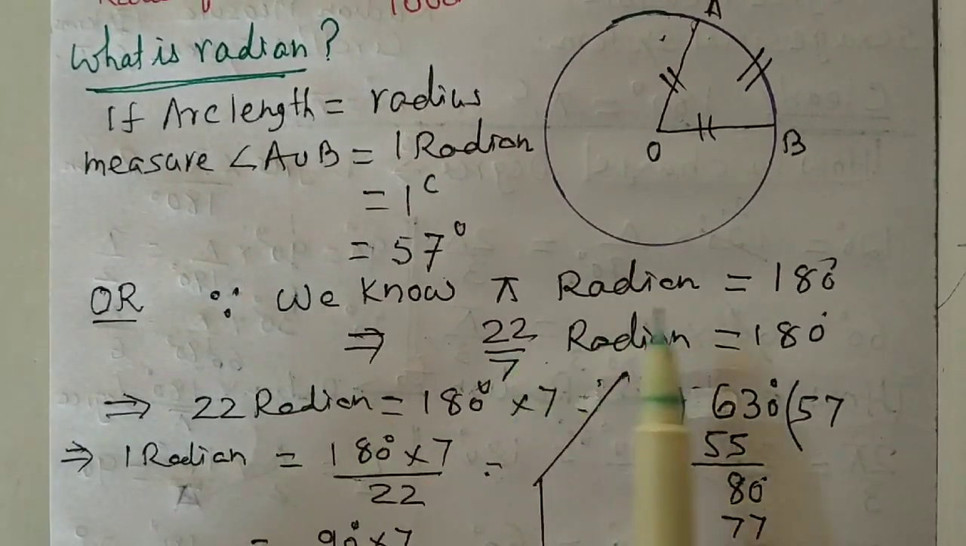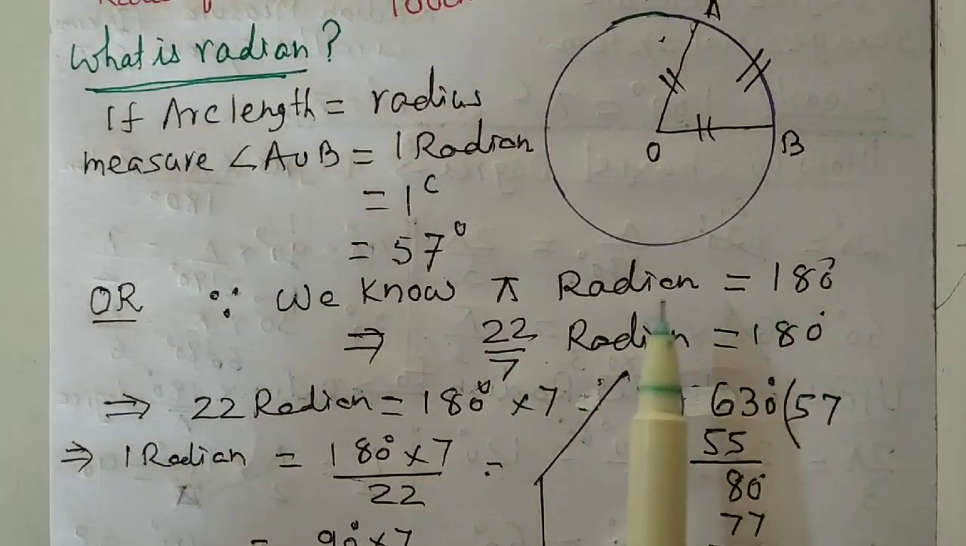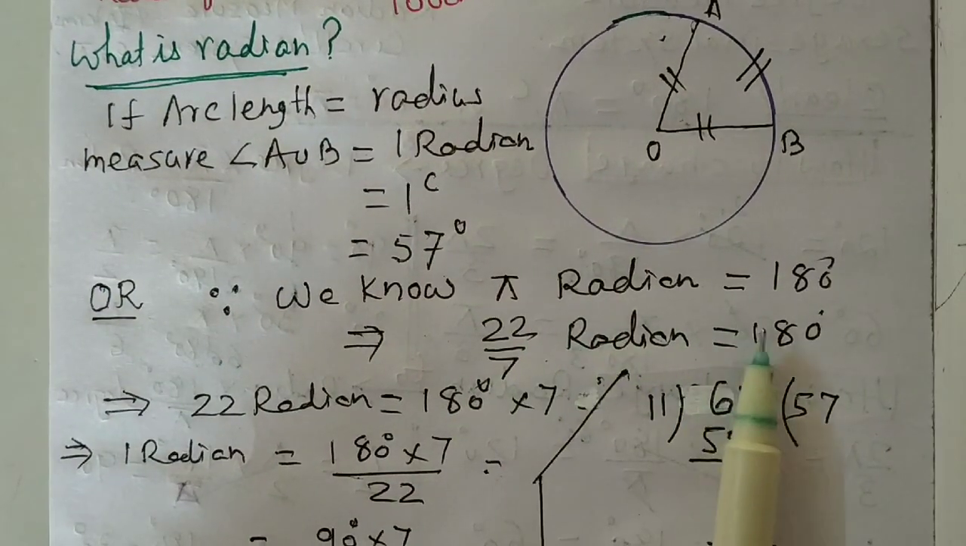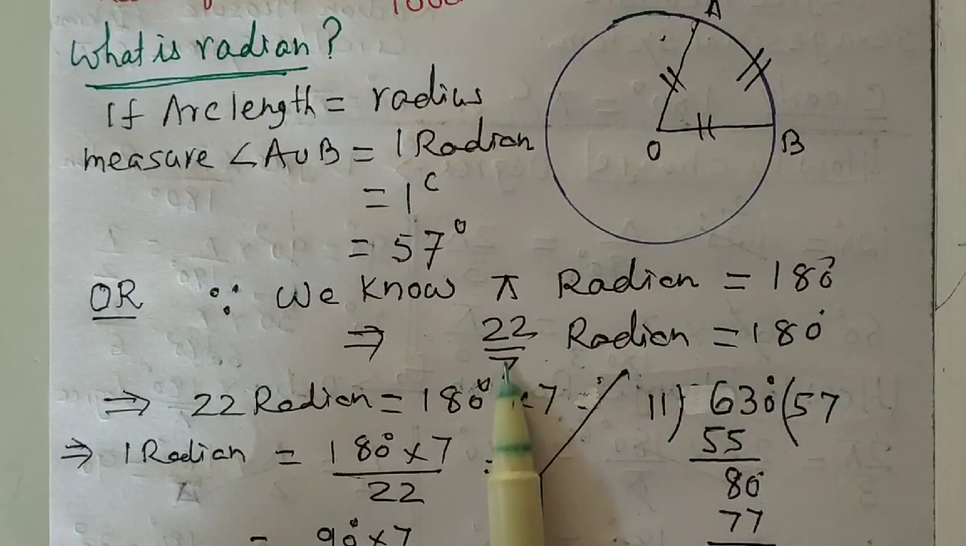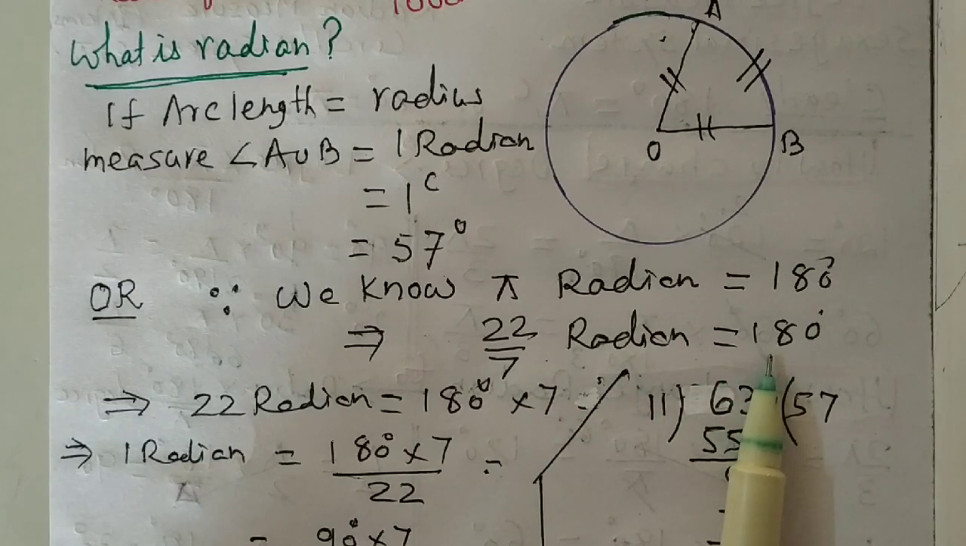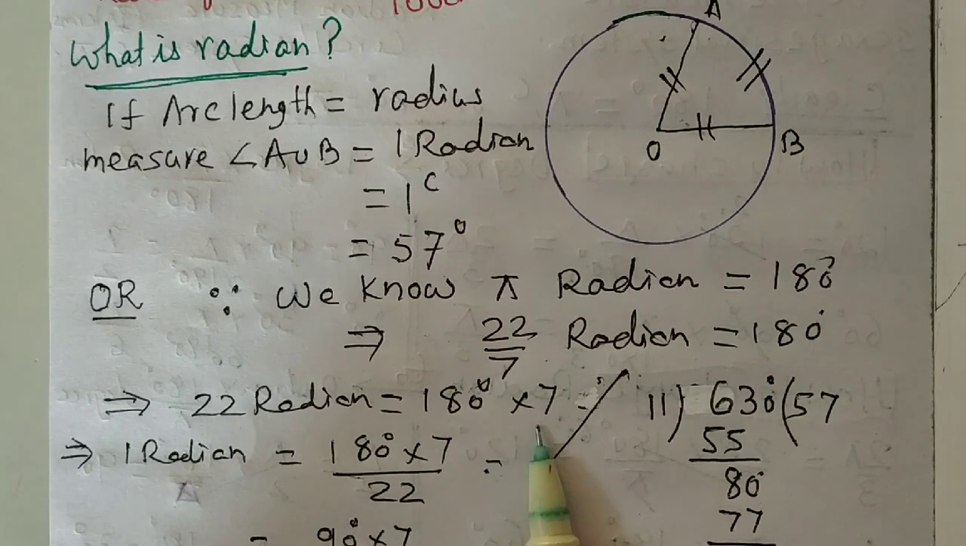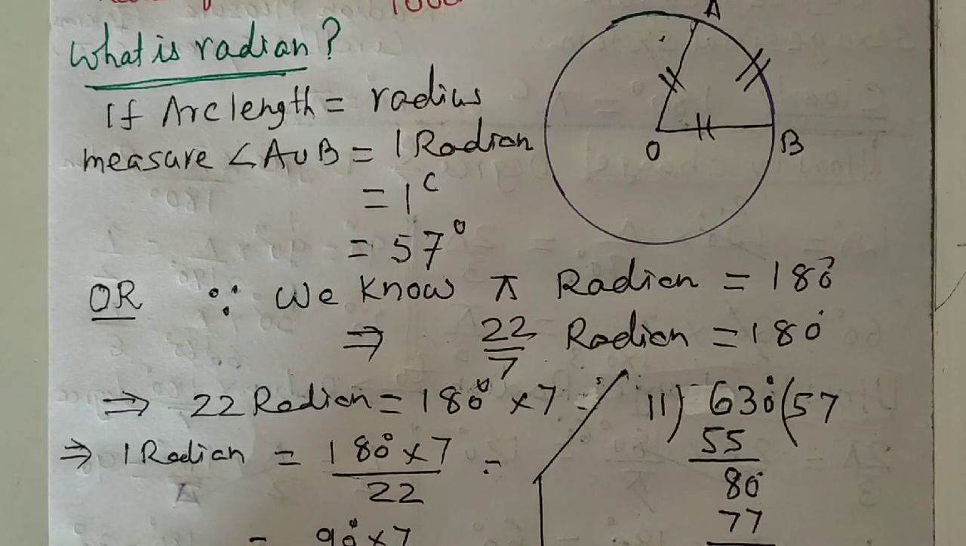We know that pi radian is equal to 180 degrees. Just now I defined degree and radian. Pi radian is equal to 180 degrees. With pi as 22 by 7, 22 by 7 radian is equal to 180 degrees. Cross multiply: 22 radian is equal to 180 into 7. So 1 radian is equal to this. Simplify this to get 57 and 3 by 11 degrees. It means a radian is approximately 57 degrees.